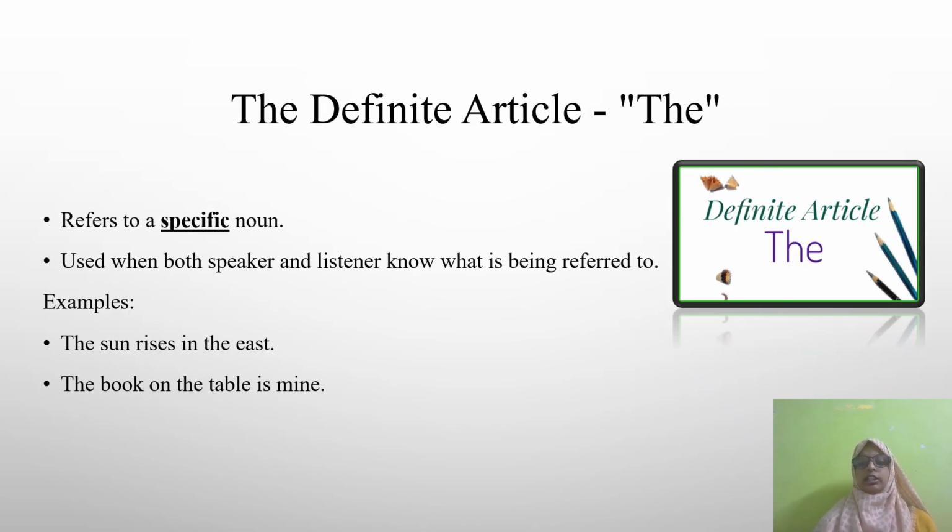Next, the definite article the. It refers to a specific noun. It is used when both the speaker and the listener know what is being referred to. For example, the sun rises in the east. The book, which is a particular one: the book is mine. The book on the table is mine.